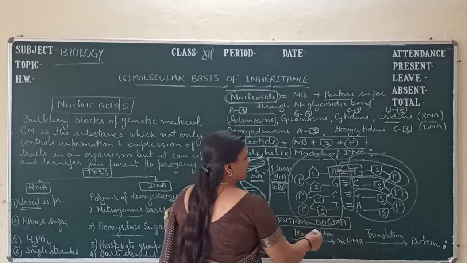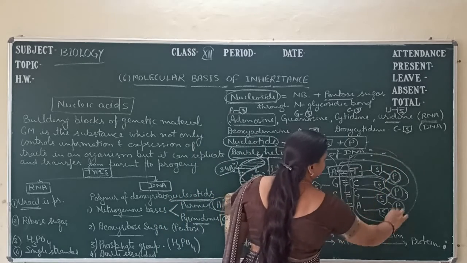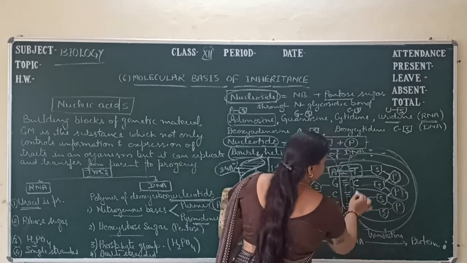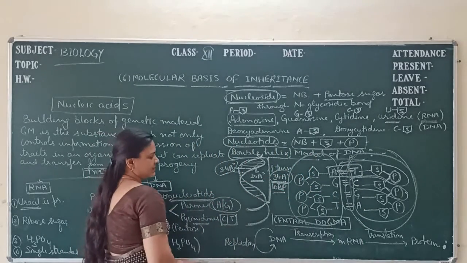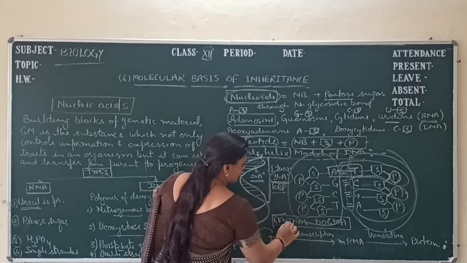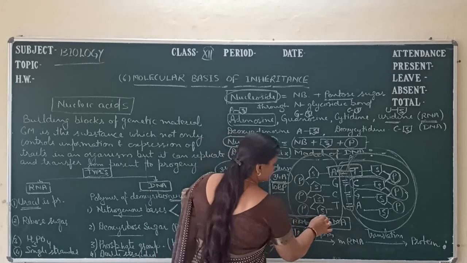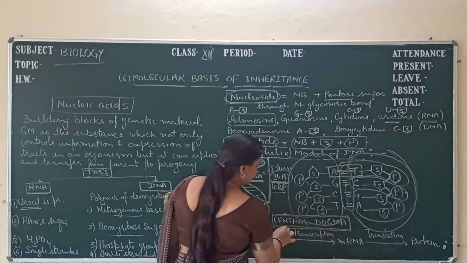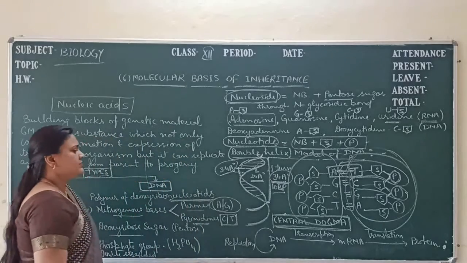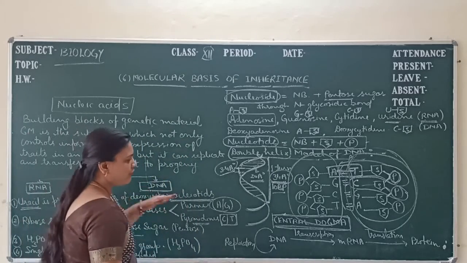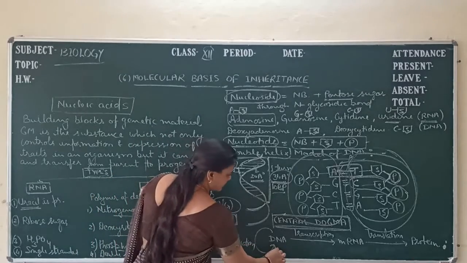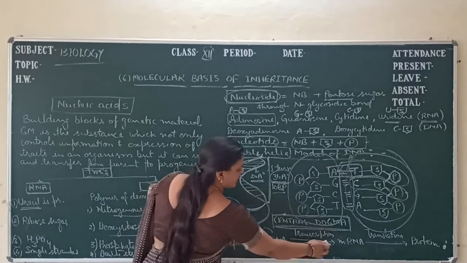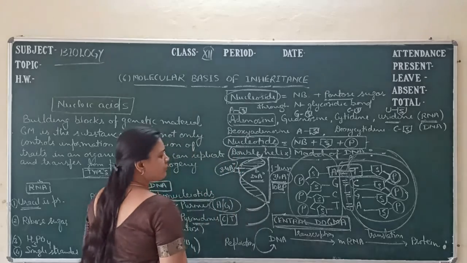And what about RNA? RNA is single stranded. So the nucleotides are joined by phosphodiester bonds, but only one strand is present. Now the next is the central dogma. What is the central dogma? The central dogma was given by Francis Crick, and it gives information about the flow of molecular information: from DNA to RNA and RNA to protein.